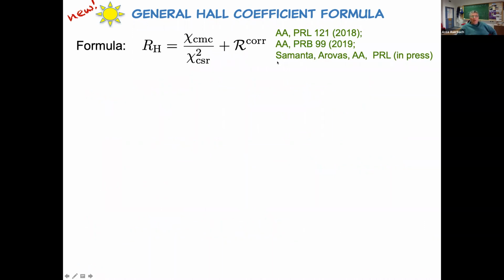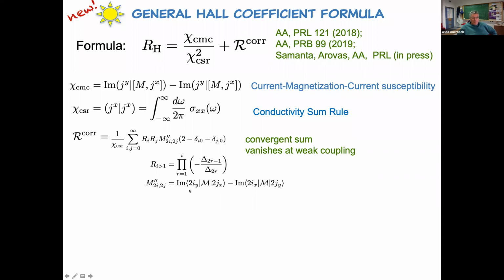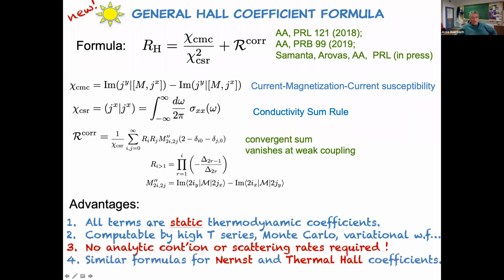So the Hall coefficient is given by this formula, and these papers show it, and there's a recent application with my postdoc Abhishek Samanta, which applied it for semi-metals and interesting band structures. But without going into explaining what the formulas are, the advantages are that they're all static thermodynamic coefficients, computable by high temperature series, Monte Carlo, and other methods that have been developed for statistical mechanics. And most importantly, we don't need analytic continuation, which is the problem of getting conductivities, especially DC conductivities, by quantum Monte Carlo. I should add that there are two other formulas which have not yet been exploited, the Nernst and the thermal Hall coefficient, which are very similar to these formulas.